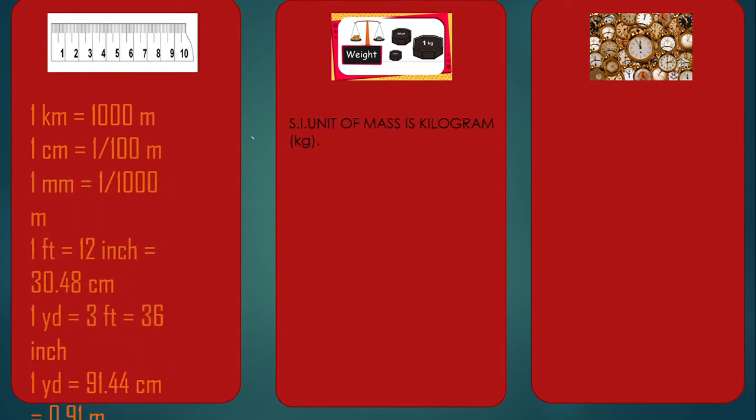So SI unit of mass is kilogram, that is kg we write. Now how has this kg been derived? The mass of 1 liter of water at 4 degrees Celsius is taken as 1 kilogram. So you take 1 liter of water at 4-degree temperature, whatever its mass is, that will be considered as 1 kilogram.